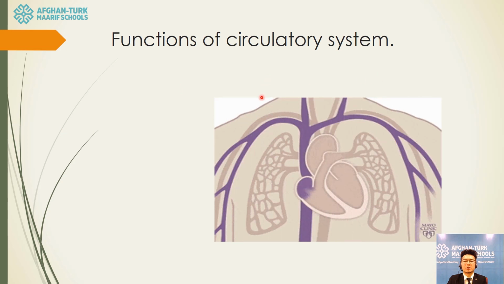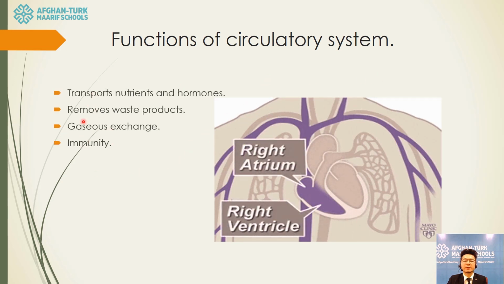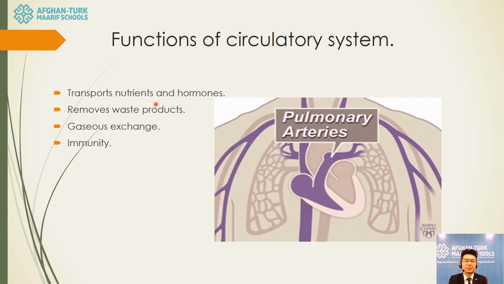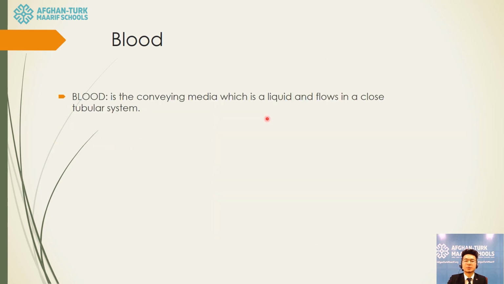Functions of the circulatory system. It has four main functions. The first one is transporting nutrients and hormones all over the body and removing waste products from our cells. Gas exchange happens with the help of the circulatory system, and also immunity is one of the most important functions of the circulatory system.